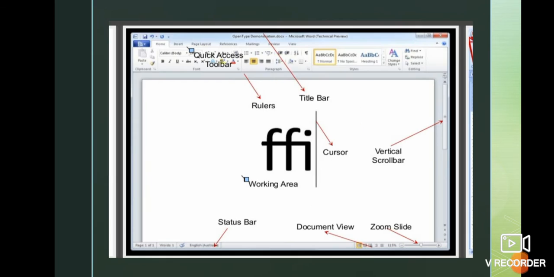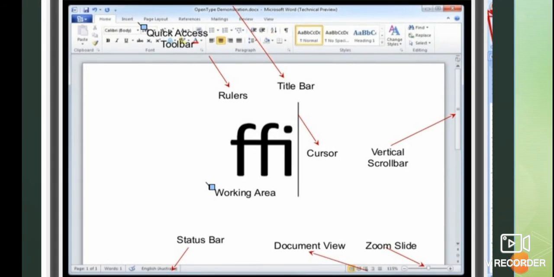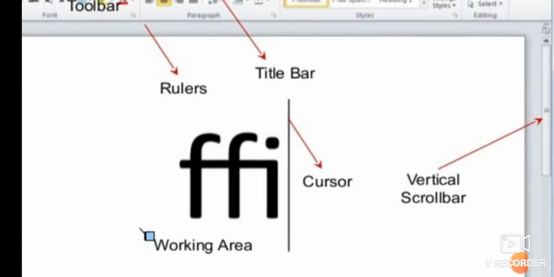This is the MS Word window. To open MS Word, the first thing you have to do is install the MS Office package. If you are using a system, you are going to click Start, All Programs, MS Office, and then MS Word 2007 or 2010, according to the version. After that you will get this window. Here the parts of MS Word are given.